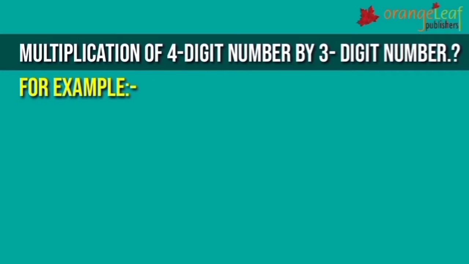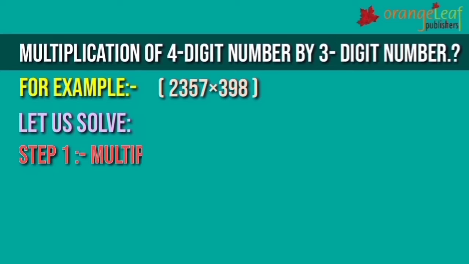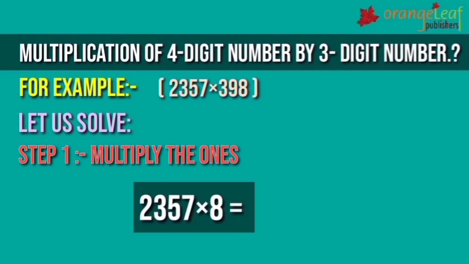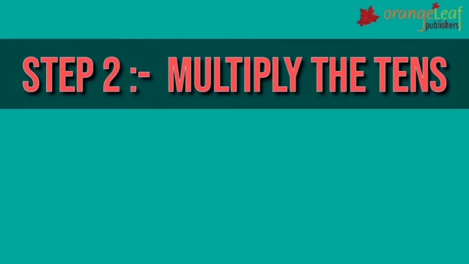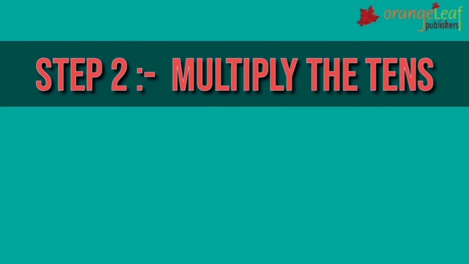For example, 2357 multiplied by 398. Let us solve. Step 1. Multiply the ones. 2357 into 8 is equal to 18,856.